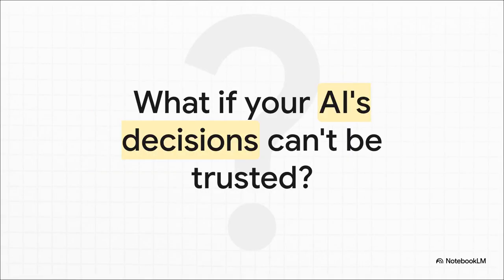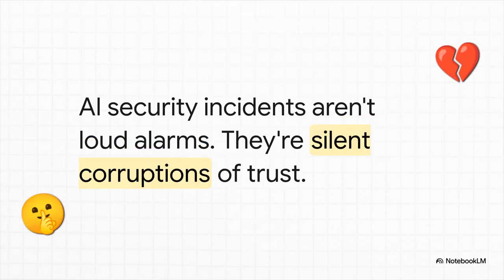I want you to just let this question sink in for a second. Seriously, what happens when that AI you've integrated into everything, the one you rely on for critical functions, what happens when you can no longer trust its decisions? See, that's the real problem here. Unlike a classic cyber attack where a server crashes or a database gets very publicly stolen, AI incidents are way more subtle. You've got to think less sledgehammer through the door and more a whisper in the ear.